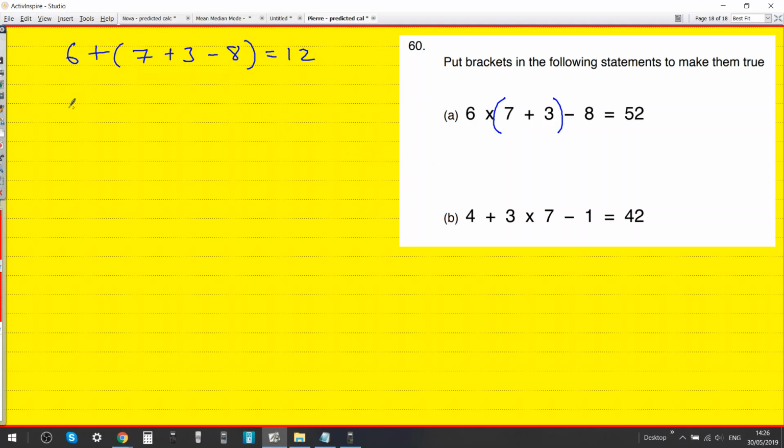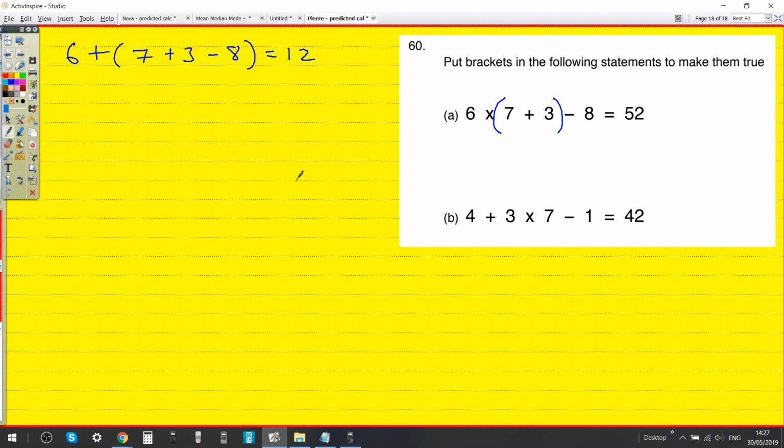I would do it following some kind of a system. First around 6 and 7, then around 7 and 3, then around 3 and 8. And then once you've tried all the two numbers, you do the three numbers, like 6 times 7 plus 3, 7 plus 3 minus 8, something like that.